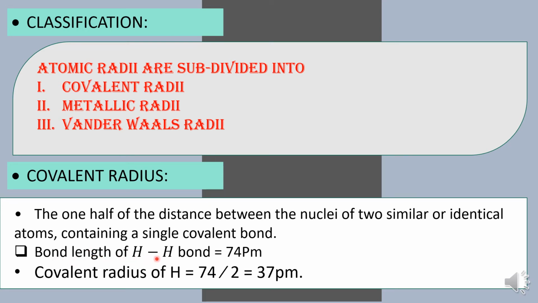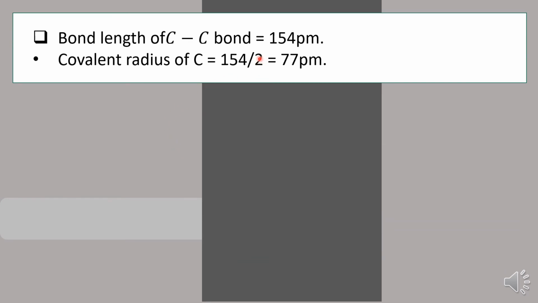Bond length between two hydrogen atoms is 74 picometer. Now we will divide this 74 picometer by 2 to get the covalent radius of an individual atom. The covalent radius of a single hydrogen atom is 37 picometer. Bond length between two bonded carbon atoms is 154 picometer. In order to find the covalent radius of an individual atom, we divide 154 by 2. So 77 picometer is the covalent radius of a single carbon atom.